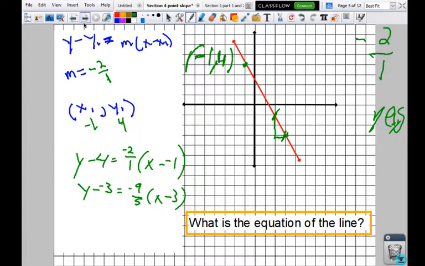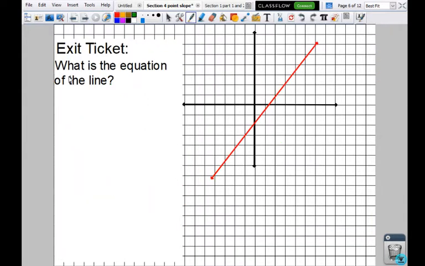All right. I think you guys are doing at least okay with this. But if you're not, you got time to practice on the homework and go over it. So what I want you to do, if you haven't started it yet, do your exit ticket. Type it into Socrative.